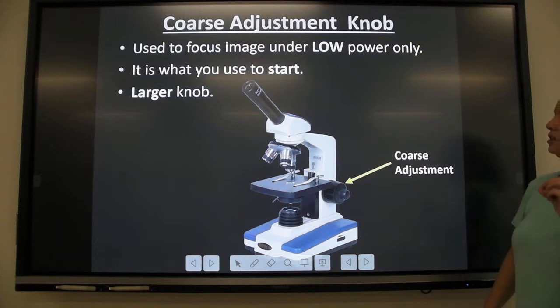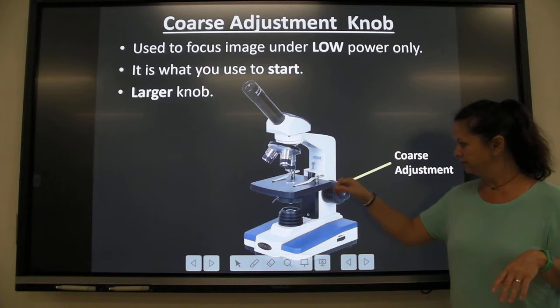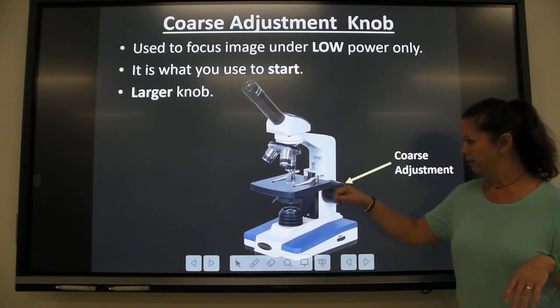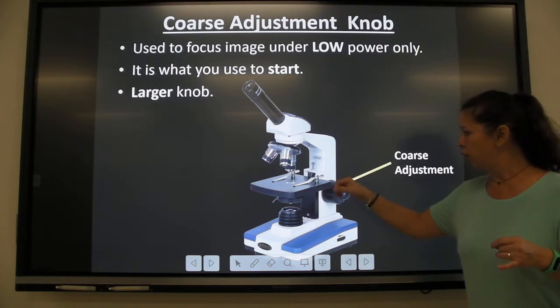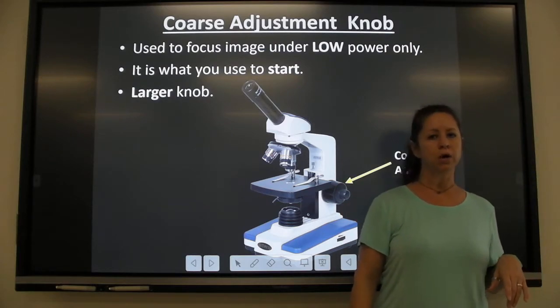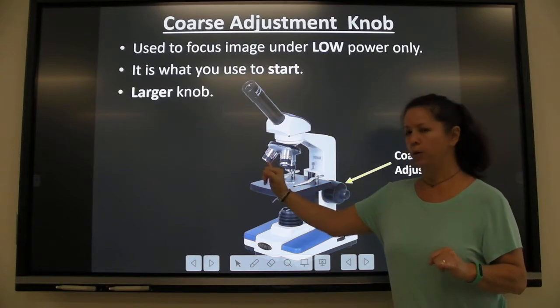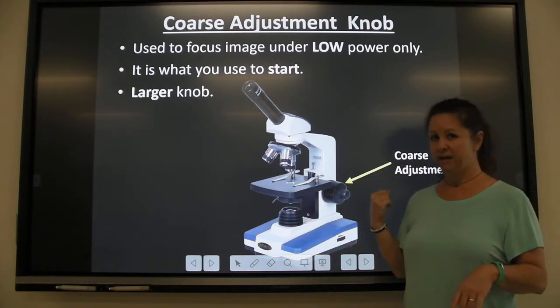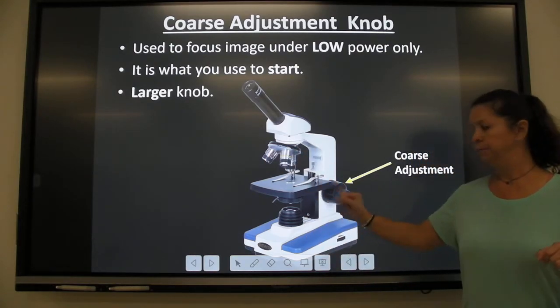Then you have your coarse adjustment knob. Now look closely at this picture. You'll notice that you have this big knob on the outside, and then you have this little knob sitting on top, which is kind of like a wedding cake. The larger of the two knobs, these are actually two different ones. Okay, the larger knob is the coarse adjustment knob. Now that is what you are going to use when you're using low power, little lens, big knob. Okay, always little lens, big knob.